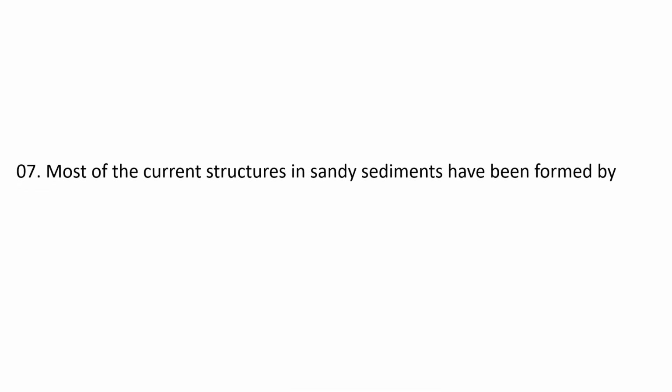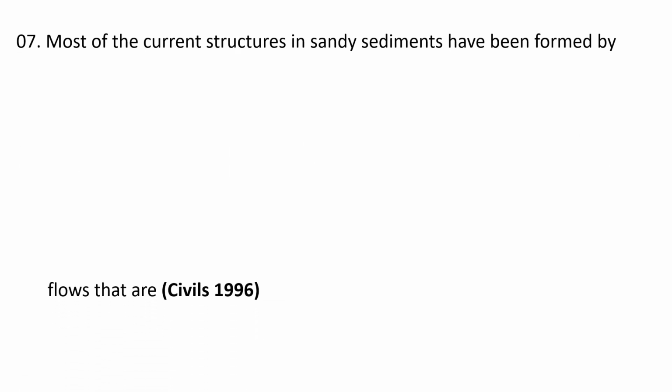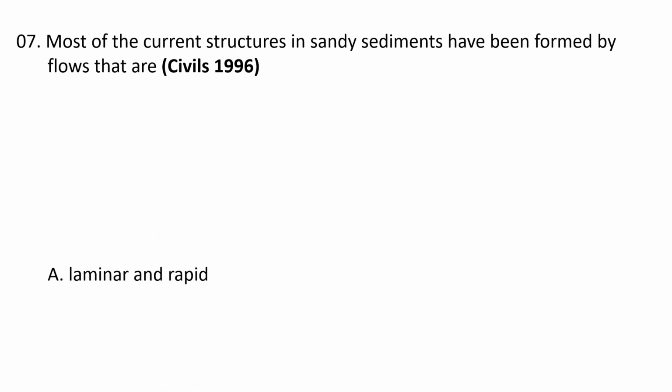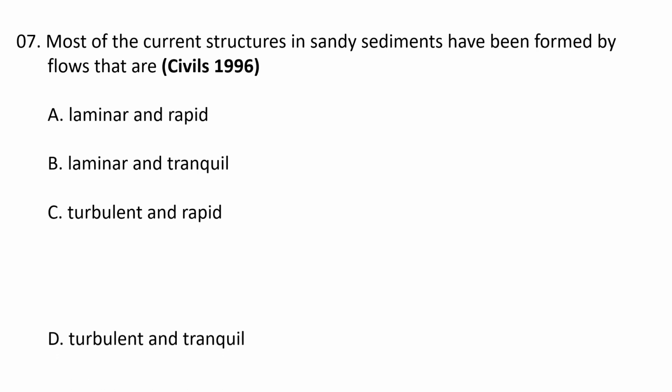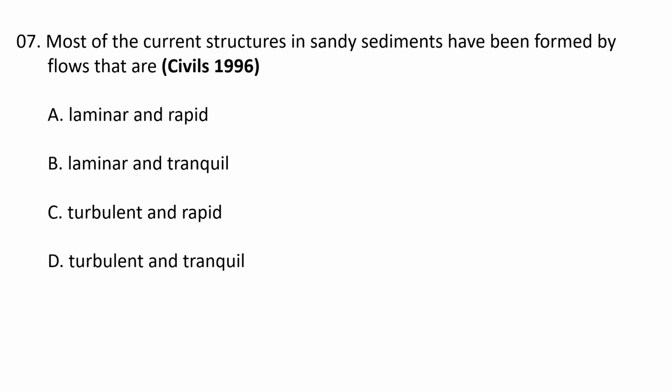Next question. Most of the current structures in sandy sediments have been formed by flows that are A. Laminar and rapid, B. Laminar and tranquil, C. Turbulent and rapid, and D. Turbulent and tranquil. Correct answer is D. Turbulent and tranquil.